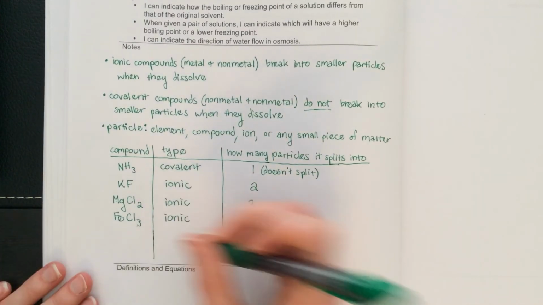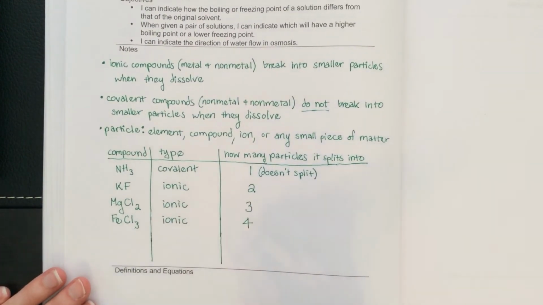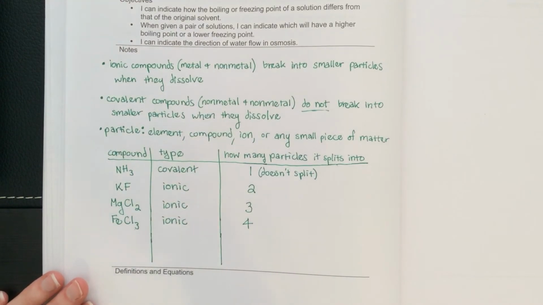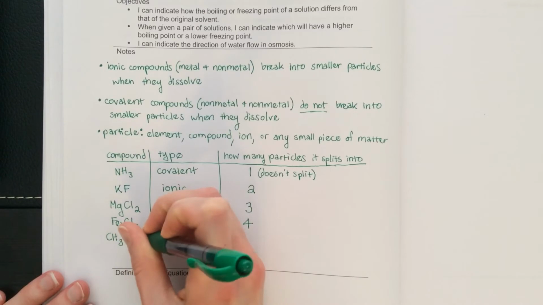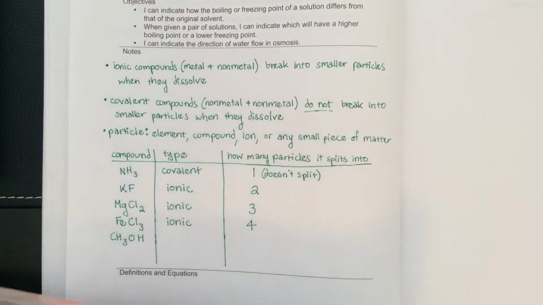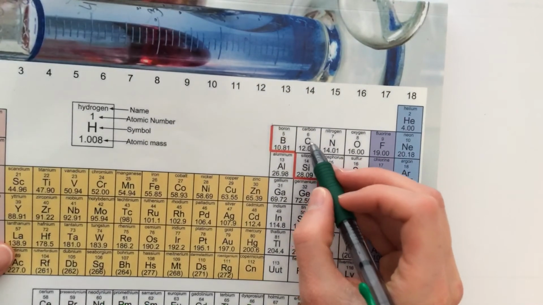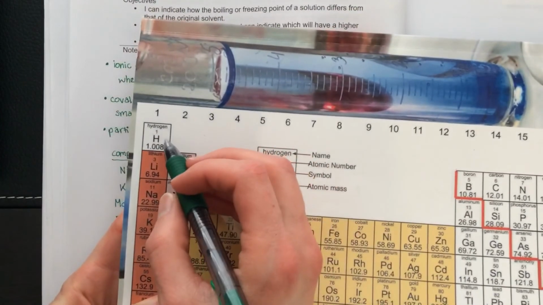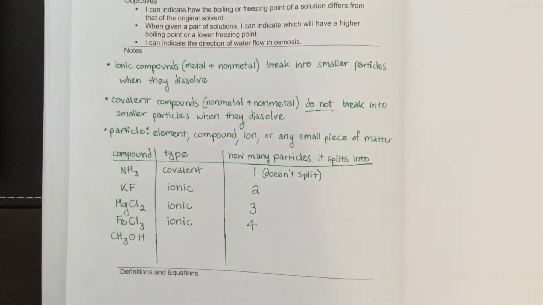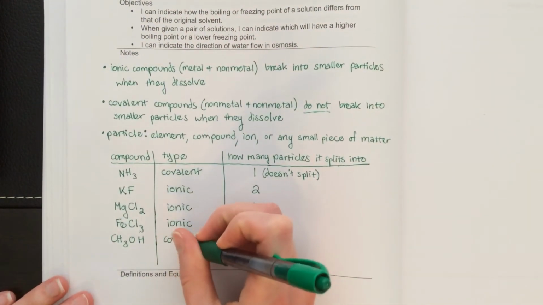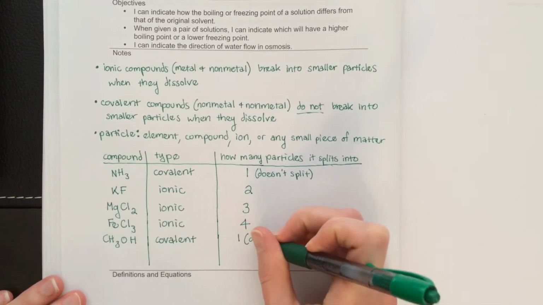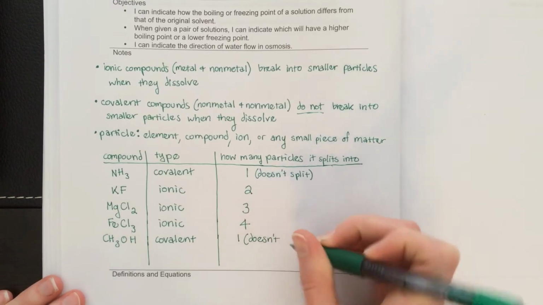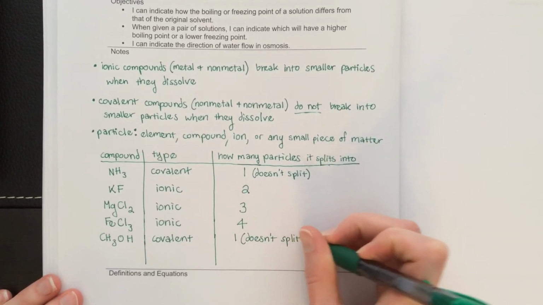Let me show you just 2 more examples. Let's go with CH3OH. So C is a nonmetal, O is a nonmetal, and H is a nonmetal. So this is covalent, and that makes it really easy because we know that all covalent molecules stay as 1. That means it doesn't split up, it just stays as one big molecule.